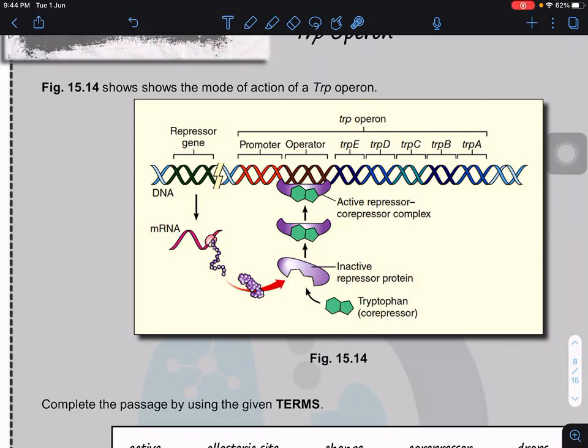Why no transcription? Logical thinking: because we already have the tryptophan. When we already have tryptophan, we do not need to form more. Until the cell uses more tryptophan, then there is no more tryptophan to bind to the inactive repressor. Therefore, this active repressor now cannot bind to the operator, and the transcription process can take place.